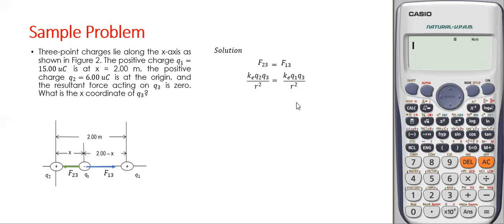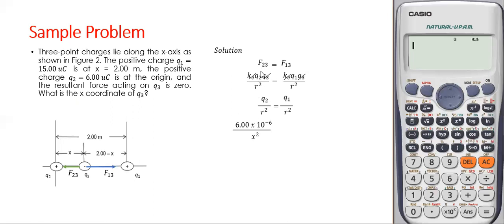Now, mapapansin natin na we have two common terms doon sa both side ng ating equation. Si KE, tapos dito may KE, dito may Q3 and may Q3. So, pwede na po natin silang i-cancel. So, we have now Q2 over R squared equal to Q1 divided by R squared. Now, let's plug in the values. For Q2, we have 6 times 10 raised to negative 6 divided by R squared, which is equal to X.